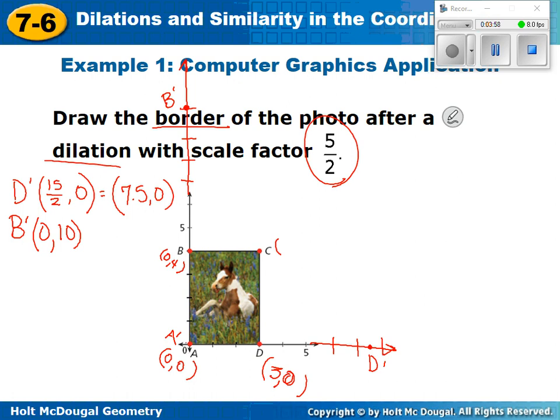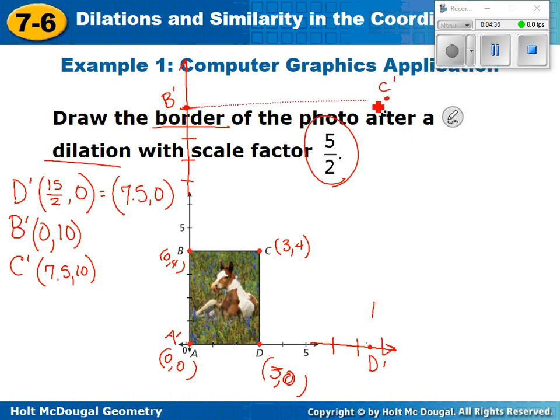You sure could, yeah. I don't know if you guys heard what Tate said, but he said, couldn't you just figure it out by basically going from D prime up to where B prime is and putting a dot? You sure could. Where is C at right now, though? 3, 4. But we already know that 5/2 of 3 was 7.5, and that 5/2 of 4 was 10, right? So where should C prime be? 7.5, 10. So great idea there, Tate. So we'll go from D prime straight up here and meet with B prime. And that's going to be our C prime.